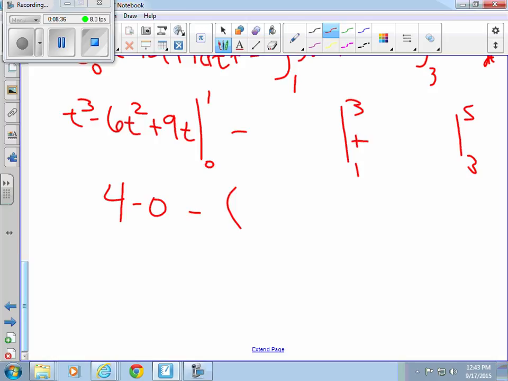Well, 27 minus 54 plus 27. And I already know if I plug in 1, I get 4, so I get to cheat a little. How do I know I get 4 if I plug in 1? Same thing over there, the only one I have to plug in stuff.